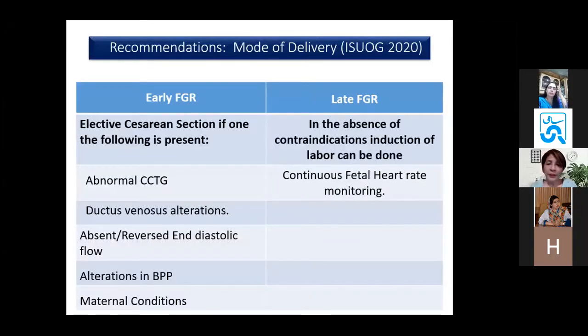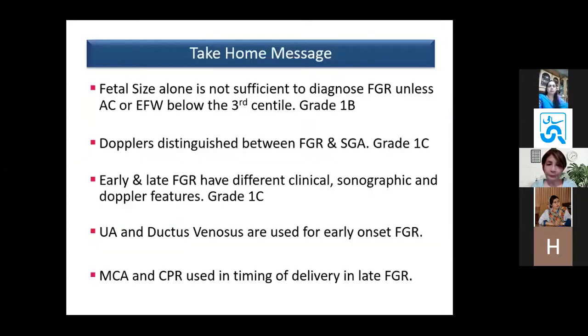Now, again, what the ISUOG guideline says is that you would reserve your cesarean section for those with abnormal CTG, ductus venosus, and alteration in the biophysical profile or maternal conditions. And in the absence of that, there is no contraindication. You can do induction of labor in a well-equipped unit.